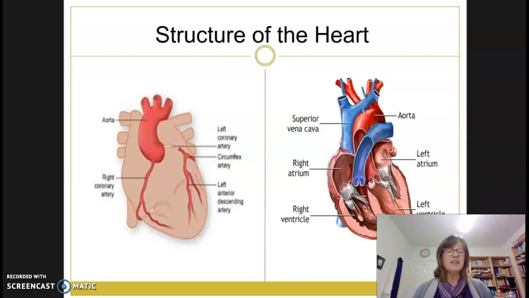So just have a little bit of thinking of the structure of the heart. This is just a reminder for you if that's not something that you're very familiar with. But remember that the biggest area of damage is the coronary arteries, those big arteries that are providing oxygenated blood to the heart.